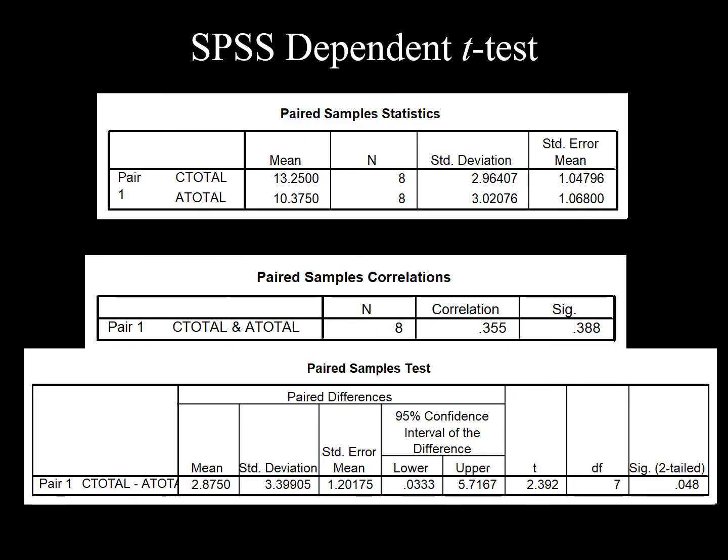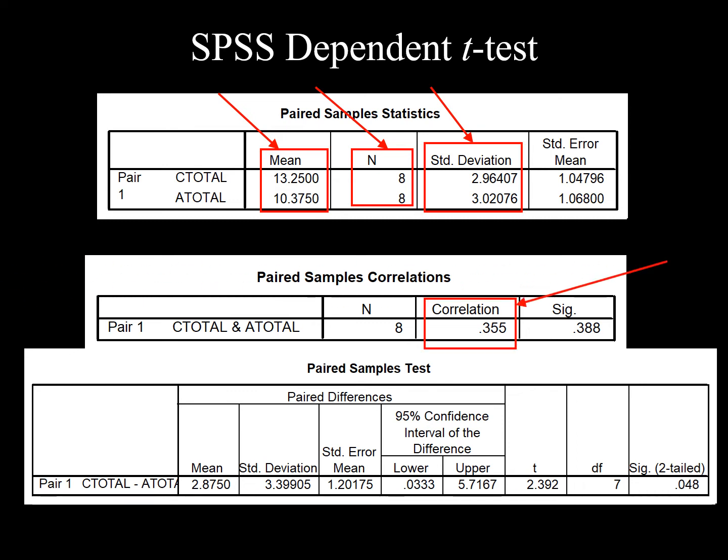So basically, we're going to get the information of the means and standard deviations of our first group versus our second group. So the C total, they remembered 13.25 words with a standard deviation of 2.96. And again, in the A total condition, they remembered 10.375 words with a standard deviation of 3.02. So again, we're getting our means and our standard deviations, and also notice that n. That n doesn't mean there are 16 people, it's the same 8 people in both conditions.